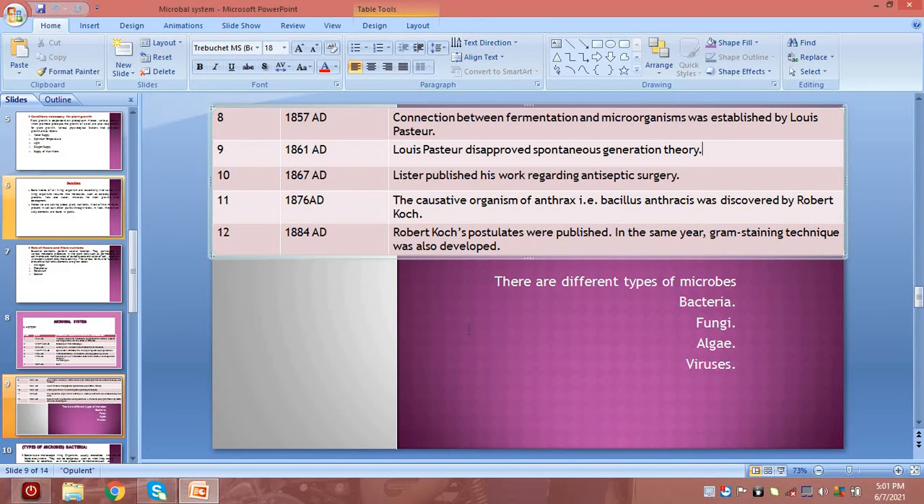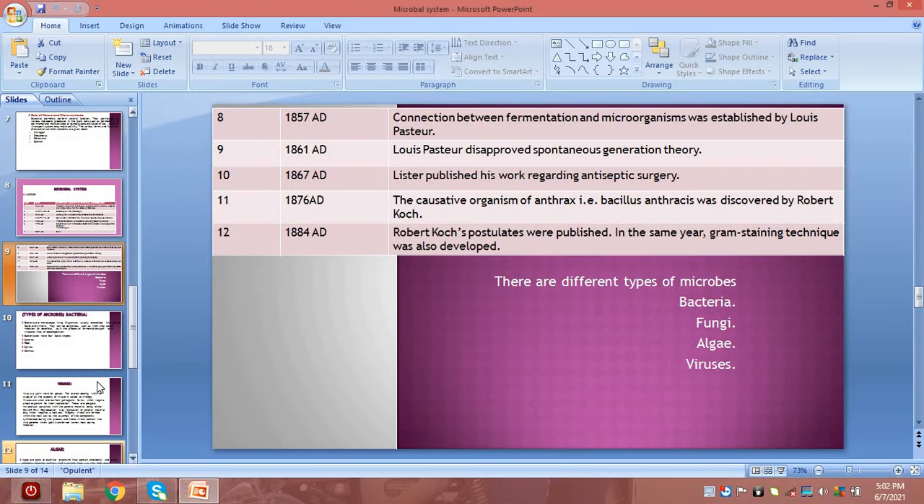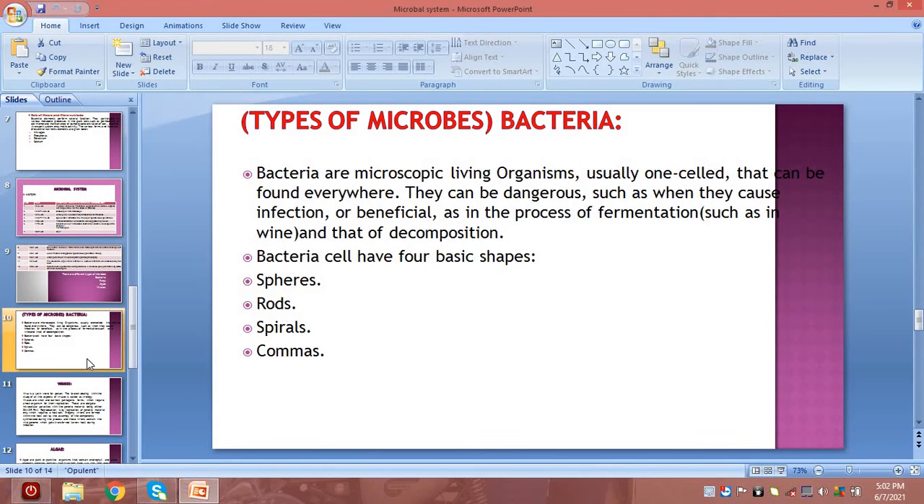We have different types of microbes. Microorganisms include bacteria, fungi, algae and viruses. All these are types of microbes. In the types of microbes, we have first one, bacteria. Bacteria are microscopic living organisms. They are very small and cannot be seen with the naked eye. We need to see them under the microscope. The instrument used to observe bacteria is the microscope.